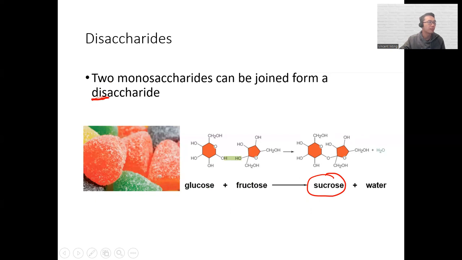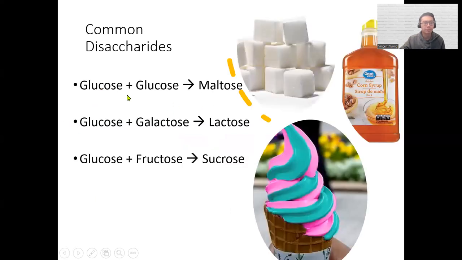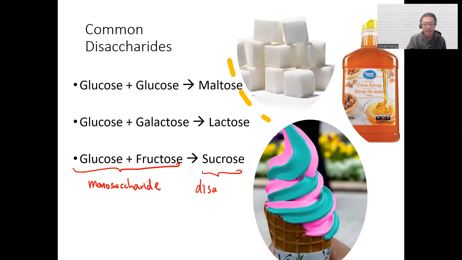We have a couple more here on the next page. If you take a glucose and connect it with another glucose, you will get maltose. Next time you eat a granola bar or chocolate bar, look at the ingredient list on the back. You will almost always find maltose. Glucose plus galactose gives you lactose, found in dairy products like milk, ice cream, yogurt, cheese. They all have glucose in it, but depending on which one you combine with, you get different kinds. So glucose plus fructose gives you sucrose. These over here are the monosaccharides, and these over here are the disaccharides.